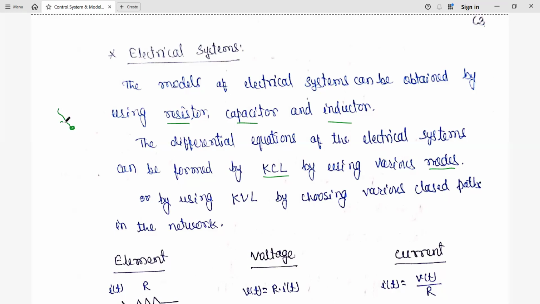Suppose this is one node. If this is the incoming current and this is the outgoing current, say I1, this is I2, and this is I3, then from Kirchhoff current law, I3 equals I1 plus I2. So node analysis is applicable here. And when we choose a loop, in case of a closed path, we apply KVL. KVL is the Kirchhoff voltage law. Kirchhoff voltage law says that source voltage equals the sum of the total voltage drops, or we can say that the sum of the total voltage in a loop is going to be equal to 0.